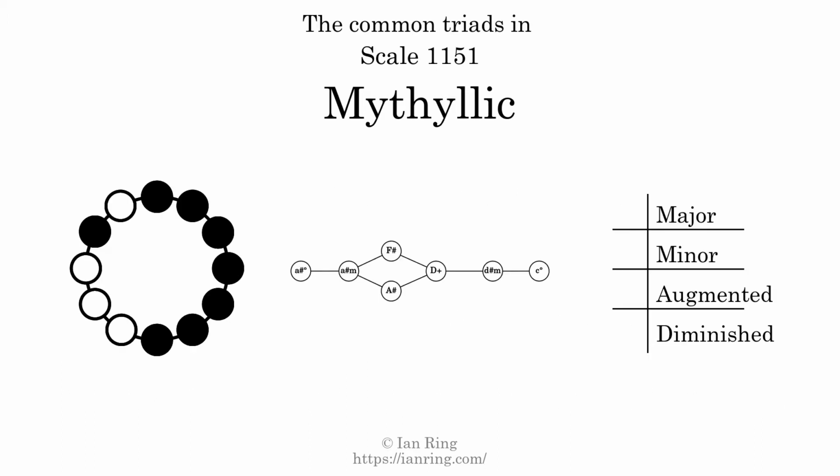0100011111111. Here are the common triads present in this scale. The diagram in the center is a graph of parsimonious voice leading between triads. There are 2 major triads. There are 2 minor triads. There is 1 augmented triad. There are 2 diminished triads. There is no Hamiltonian path through the graph that uses all the triads.